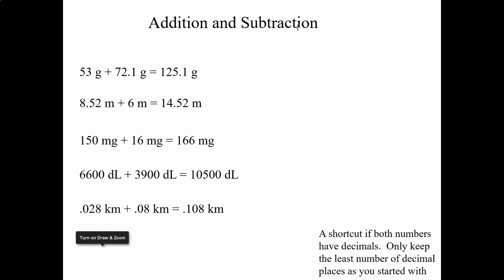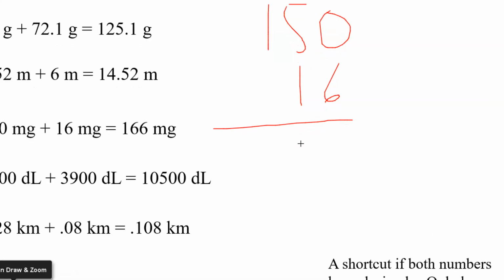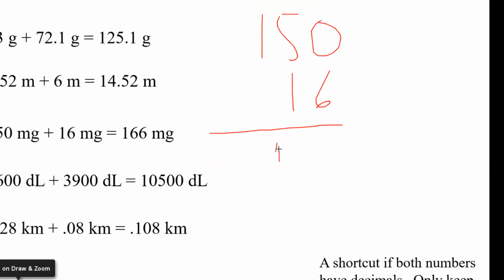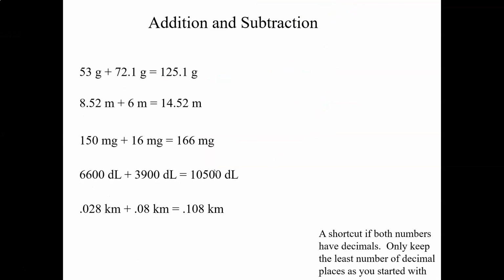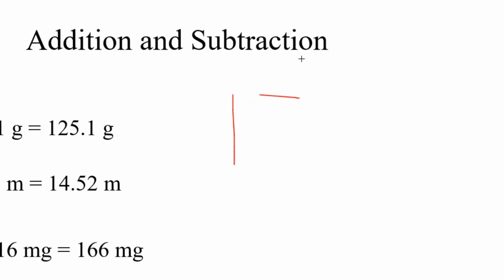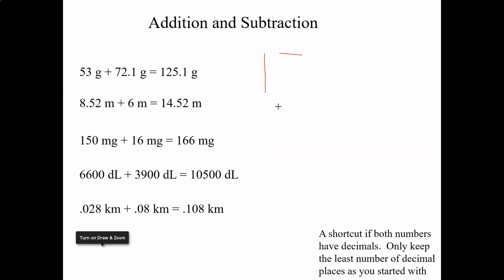Let's do 150 and 16, and we'll get... That didn't go according to plan. Let's try that again. No, not again. Well, you try this one at your desk. 150 and 16.